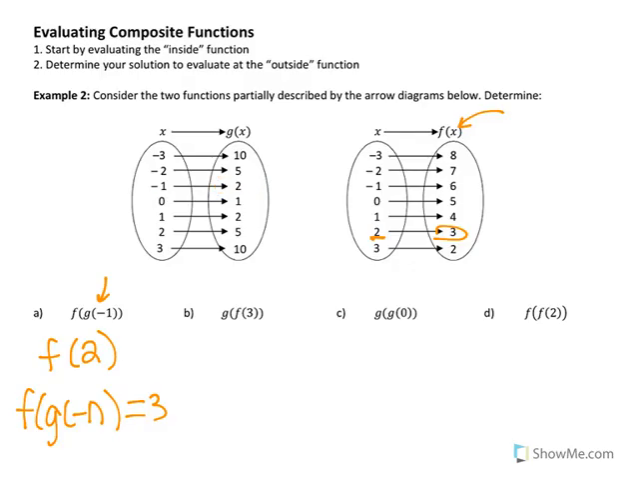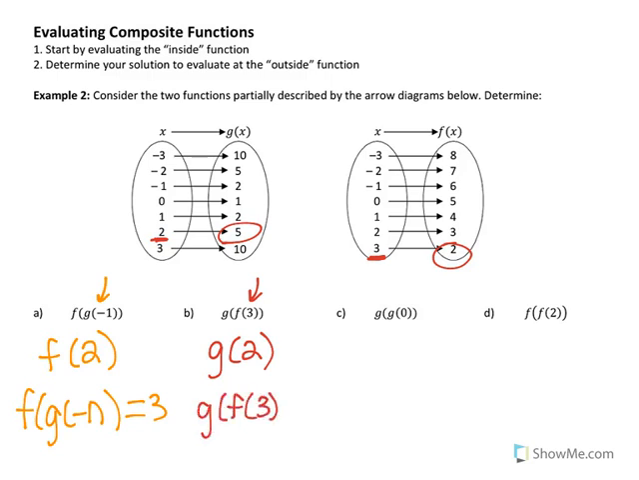Same thing here. We're going to evaluate our inside first. So f of positive 3. So I'm going to go to f of positive 3, comes out as a 2. So now I'm going to evaluate g at 2. It comes out as a 5. So g of f of 3 is 5.